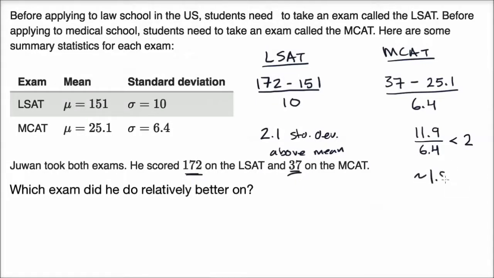So approximately 1.86. So relatively speaking, he did slightly better on the LSAT. He did more standard deviations, although this is close. I would say they're comparable. He did roughly 2 standard deviations if we were to round to the nearest standard deviation. But if you wanted to get precise, he did a little bit better, relatively speaking, on the LSAT. He did 2.1 standard deviations here, while over here he did 1.86 or 1.9 standard deviations. But in everyday language, you would probably say, well, this is comparable. If this was 3 standard deviations and this is 1 standard deviation, then you'd be like, oh, he definitely did better on the LSAT.